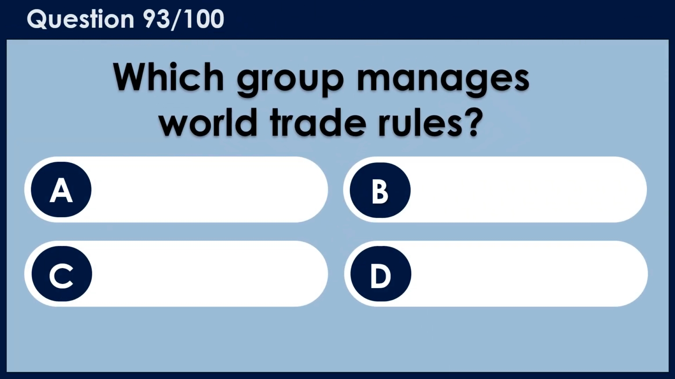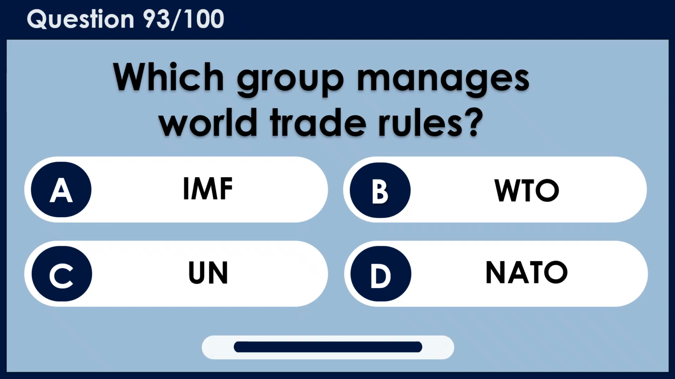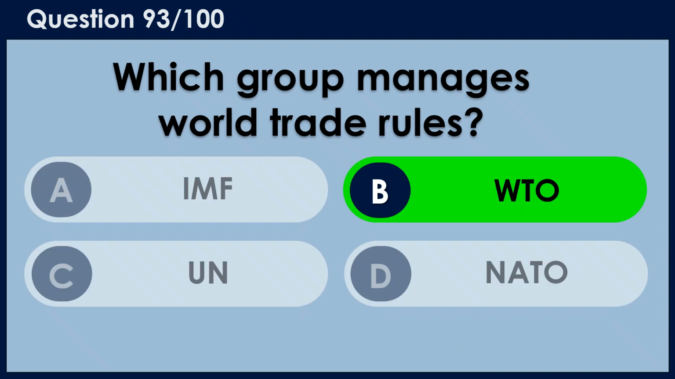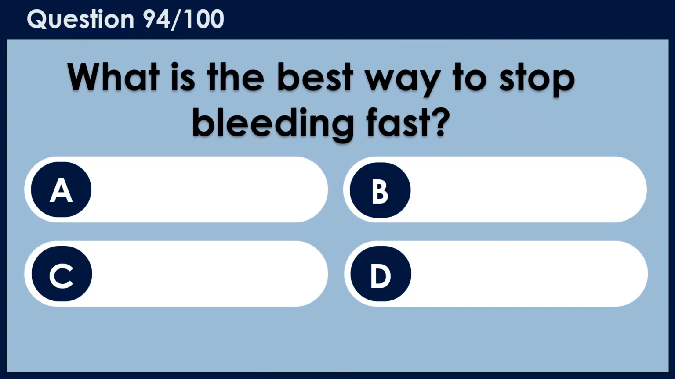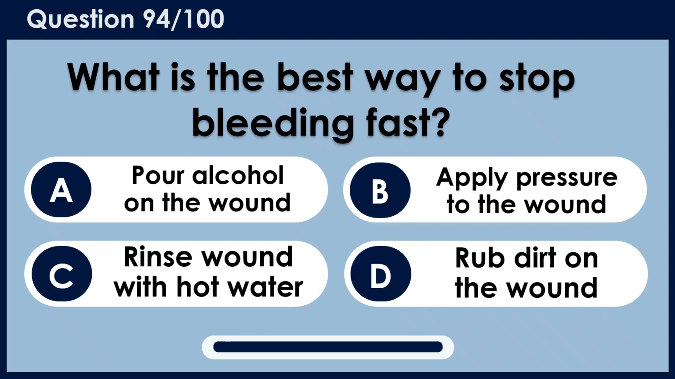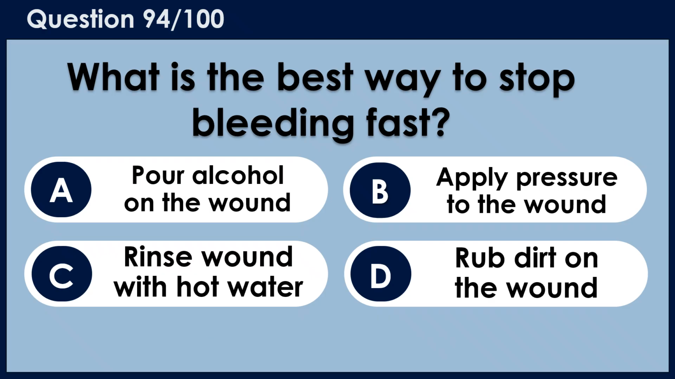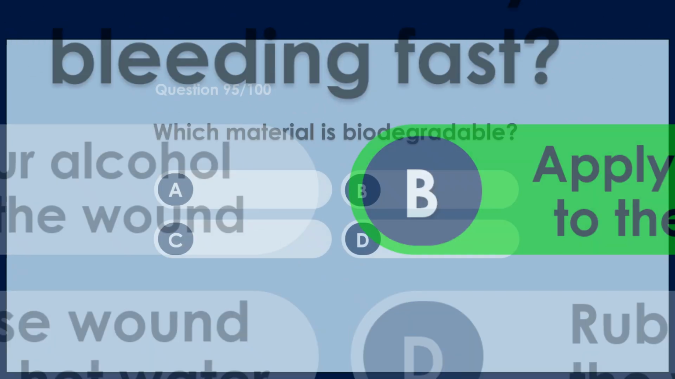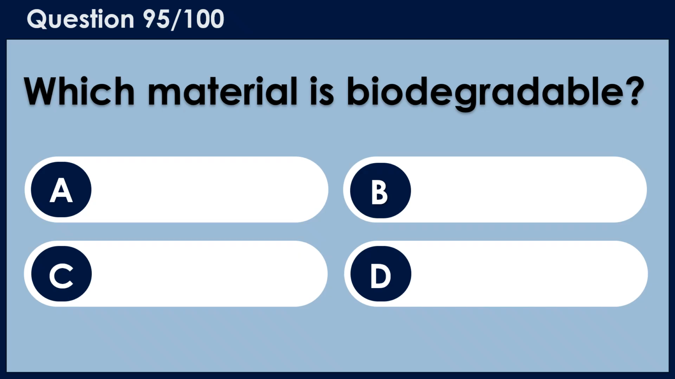Reviews. Which group manages world trade rules? WTO. What is the best way to stop bleeding fast? Apply pressure to the wound. Which material is biodegradable?